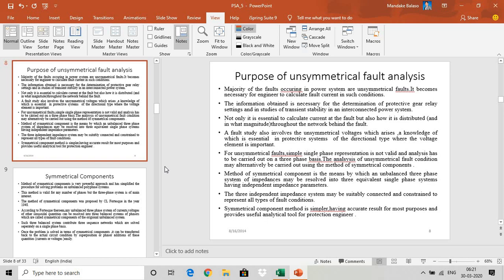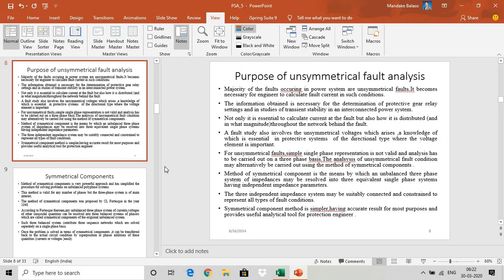Now, since we are going to study the unsymmetrical fault analysis, first of all, we should have the idea about what is the purpose of the unsymmetrical fault analysis. During the last lecture, we had discussed the purpose of the symmetrical fault analysis. The purpose of the symmetrical fault analysis is nothing but selection of the circuit breaker, current limiting reactor, or we can say the selection of the protective equipment.